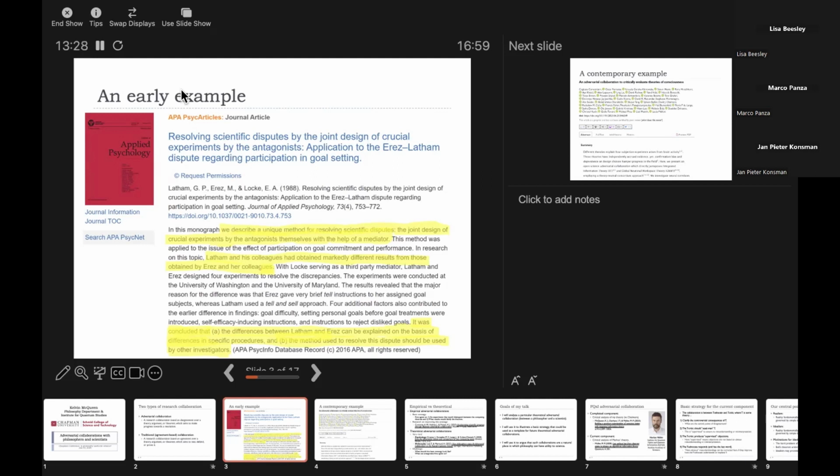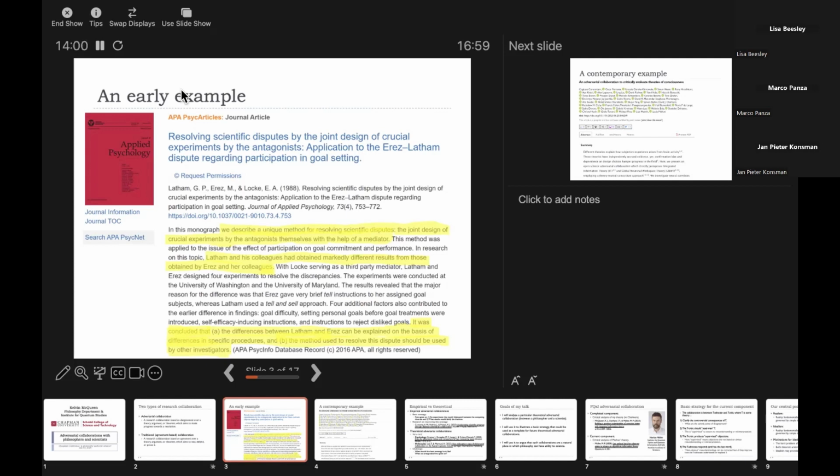Comes from applied psychology. Psychology and the social sciences is where adversarial collaboration really came and got popular over recent times. And I don't want to go into the actual discipline-specific details of this adversarial collaboration. I'm interested more in the structure. But as you can see from the things that I've highlighted in the abstract, we describe a unique method for resolving scientific disputes, the joint design of crucial experiments by the antagonists themselves, with the help of a mediator.